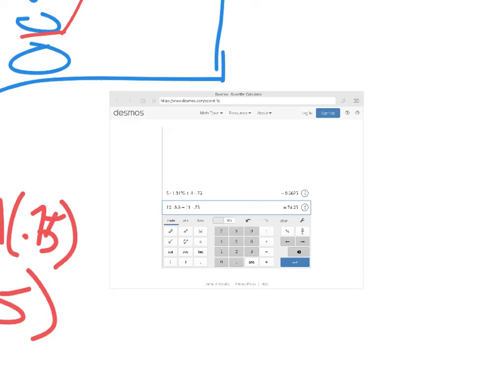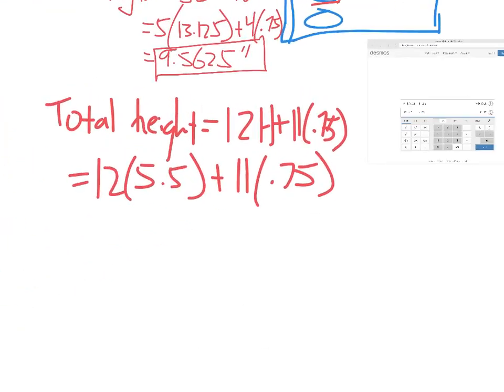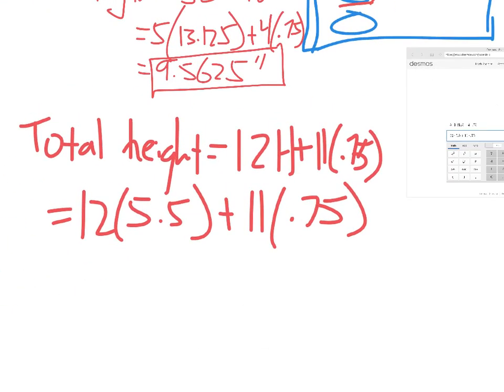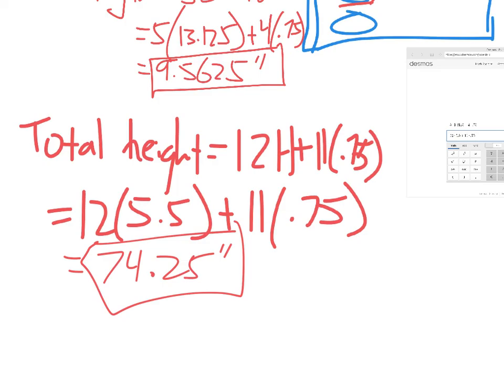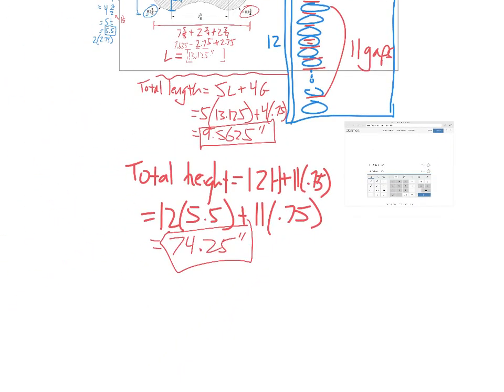And we'll just multiply that. Let the calculator do the work is fine. 74.25. Okay? So 74.25, and that is inches. So the total height of this is going to be 74.25. All right? Okay, so that's how big a piece we need. 74.25 by 9.5625. All right, that's how it works there.